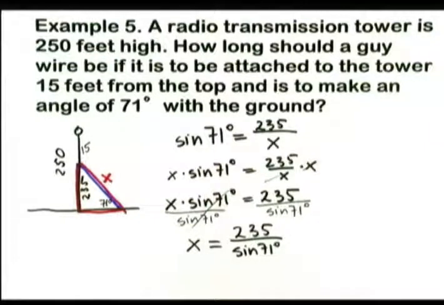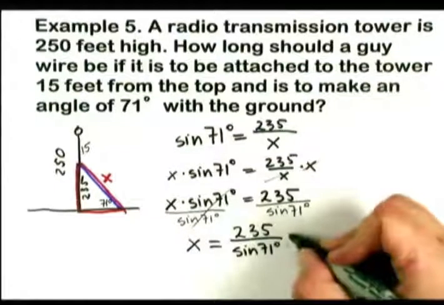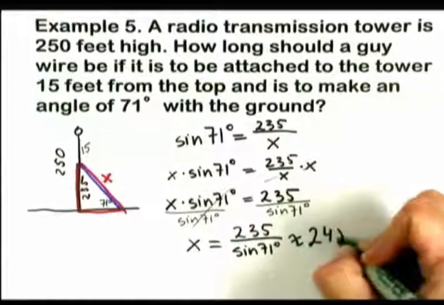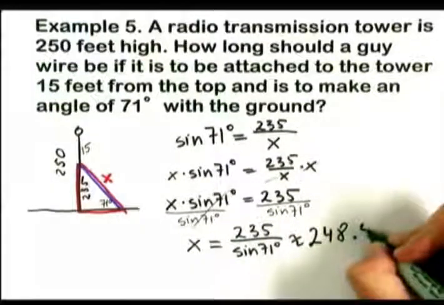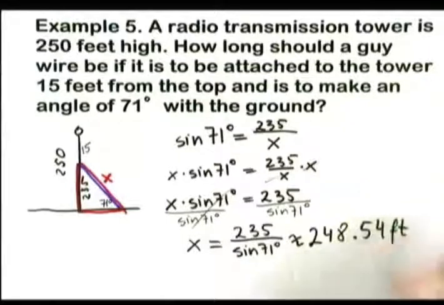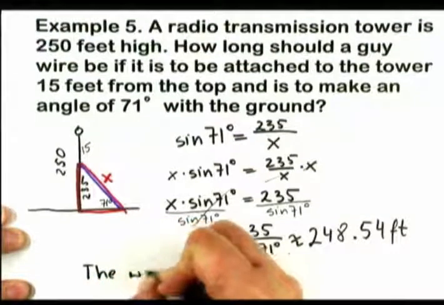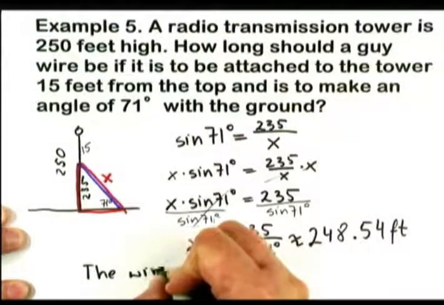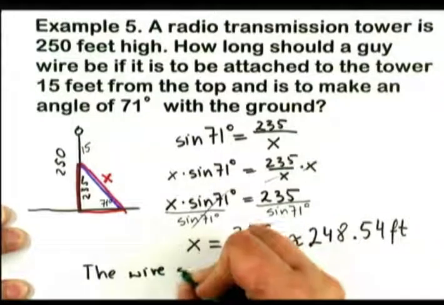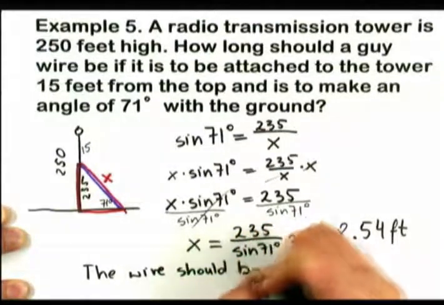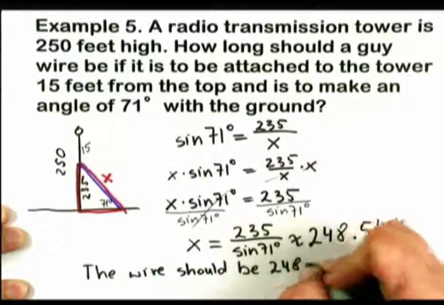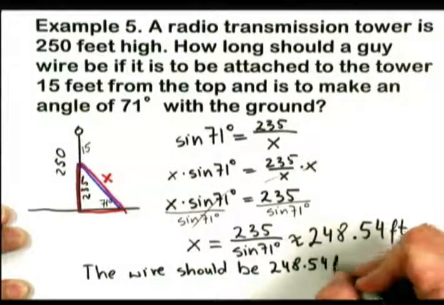And we can punch this on the calculator. Make sure you are in degree mode. So the approximate value is 248.54 feet. So how long should the guy wire be? The wire should be 248.54 feet long.